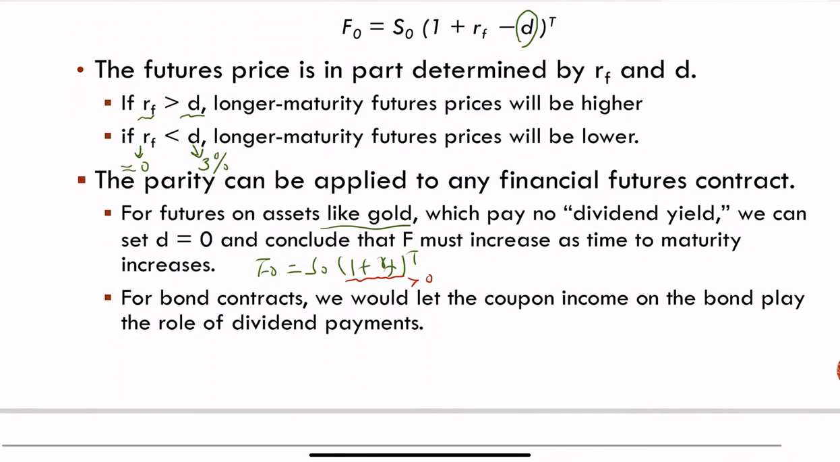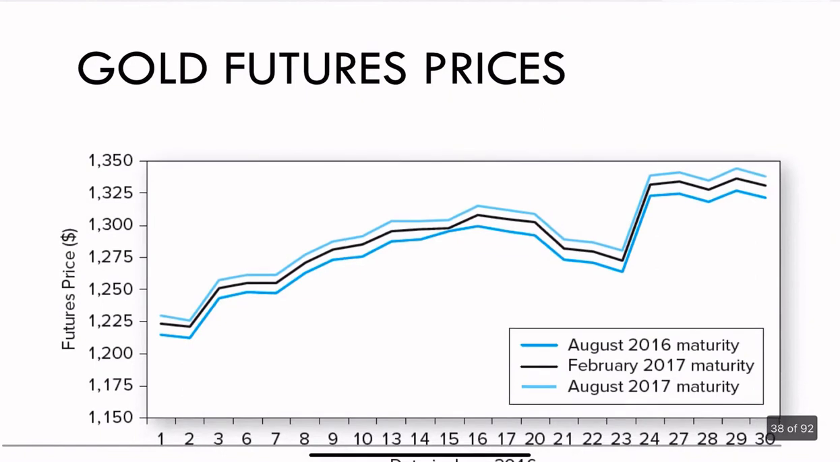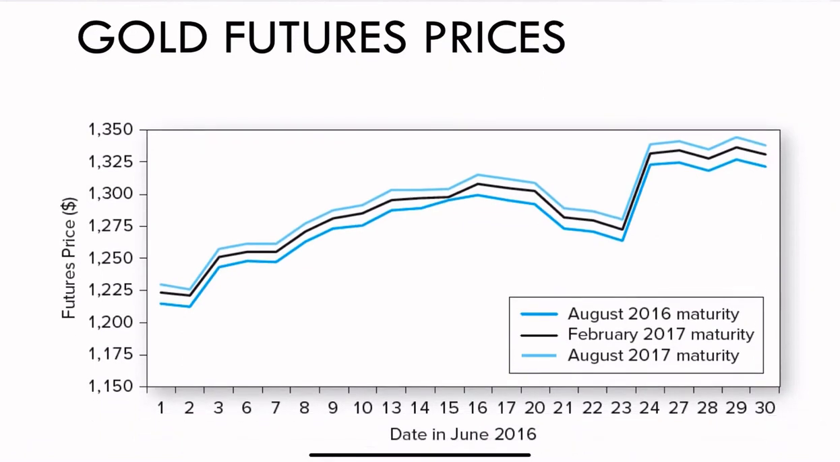Now, for a bond contract, you could just let the coupon income on the bond be the dividend payment. So basically, this D in this parity theorem will become the coupon payment divided by bond price. And now you can see this empirical result on gold futures. As we just mentioned, gold does not pay dividend. So according to this parity theorem, longer dated gold futures should have higher price.